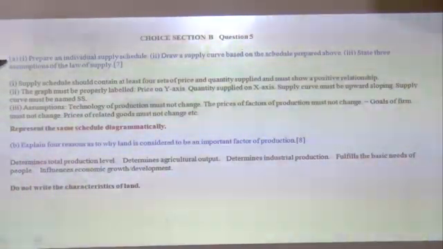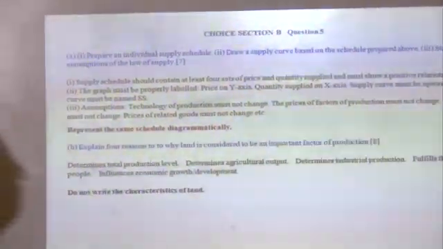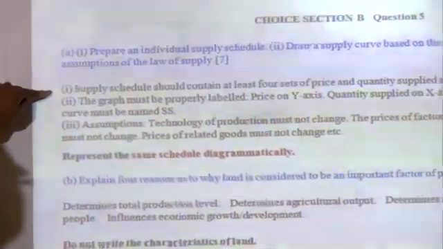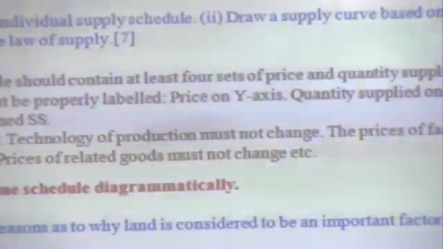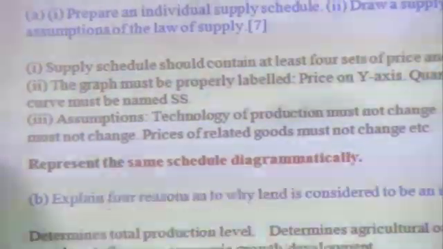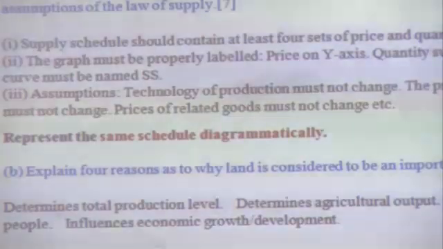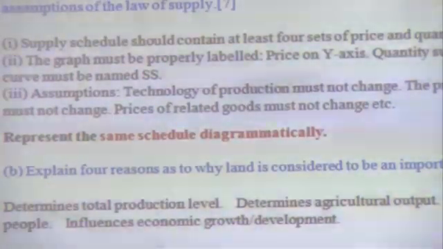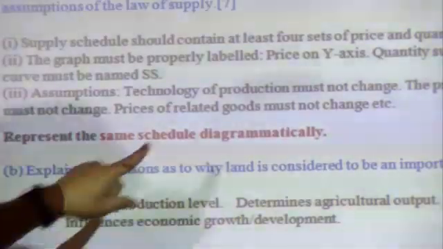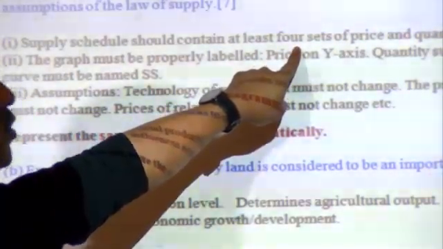The first one, prepare an individual supply schedule. Prepare an individual supply schedule, which means you should have 2 columns here. The first row will be price and the second will be quantity supplied. You can have a supply schedule containing at least 4 sets of price and quantity supplied. For example, price is 10, 20, 30, 40, 4 sets, and quantity supplied, since the price is increasing, quantity supplied also has to increase. So you write 1 kg, 2 kg, 3 kg, 4 kg. You'll have to go for at least 4 sets of price and quantity supplied, not 3.